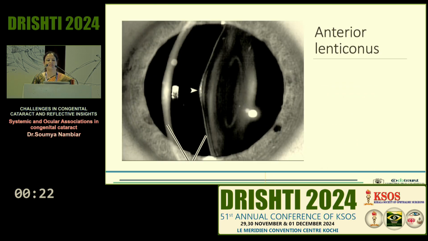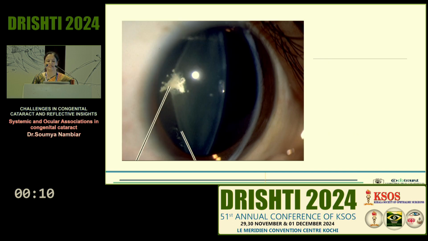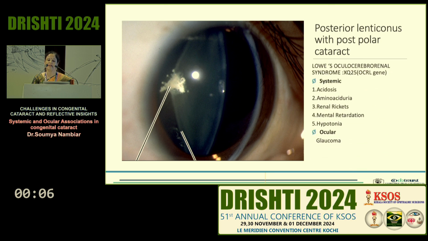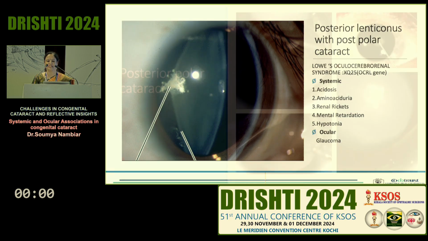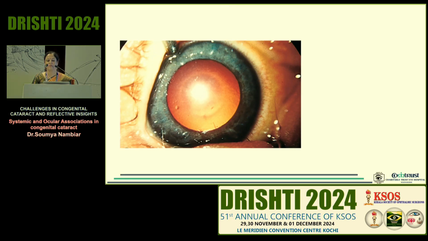Now this is a case of anterior lenticonus, and you have to look out for the presence of Alport syndrome, which is a basement membrane disease. Systemically, look out for acute hemorrhagic nephropathy and deafness. In the fundus, you look for the albipunctatus spots. This is a case of posterior lenticonus with a posterior polar cataract, and look out for the condition of Lowe oculocerebrorenal syndrome. So you have these three associations. Posterior polar cataract management is complicated, so you have to be good enough to detect it.